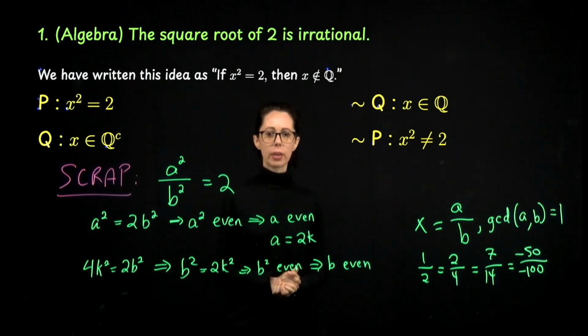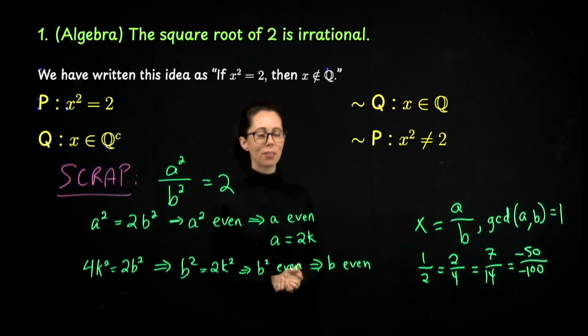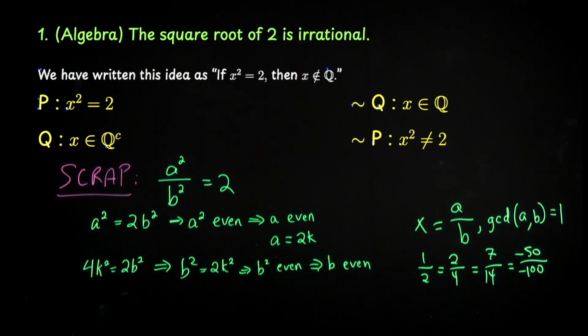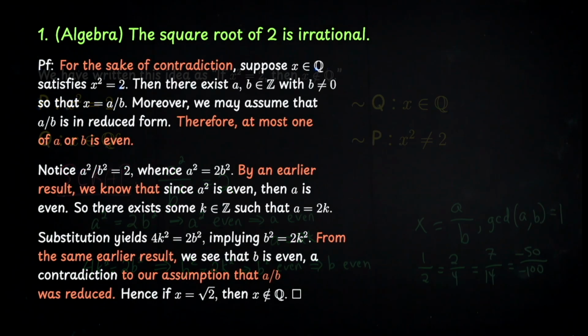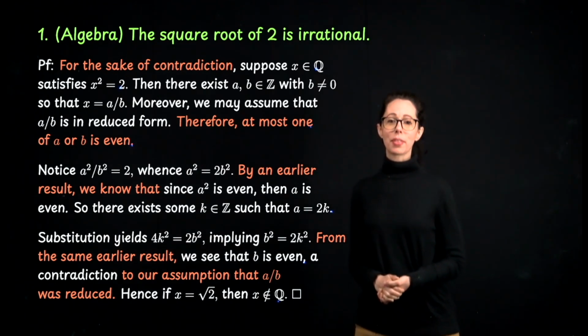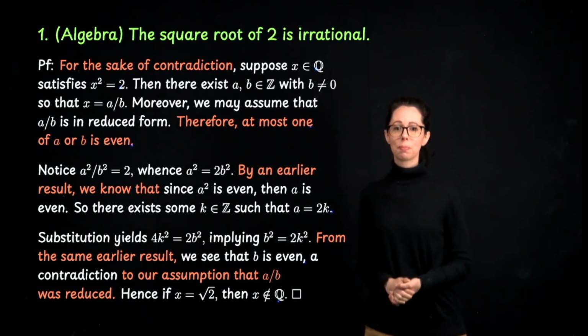I want to highlight a few key phrases that improve the readability of the proof, and then we'll move on to example 2. So here's a full write-up that the square root of 2 is irrational.